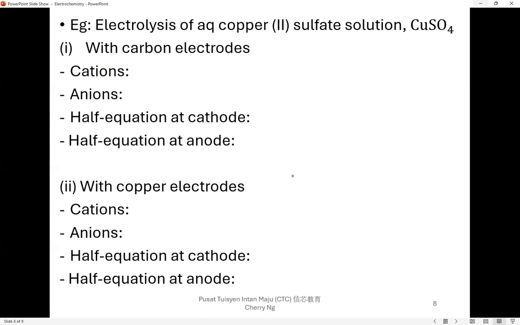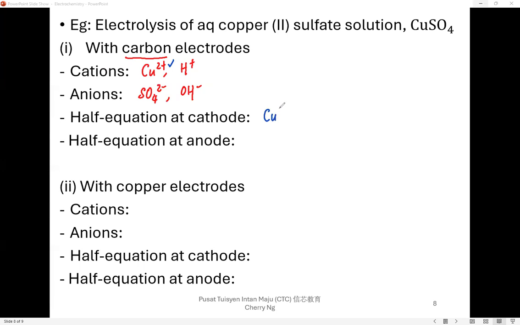So now we look at this example: electrolysis of aqueous copper 2 sulfate solution with carbon electrode. Carbon and platinum are inert electrodes. For the cations, we have copper 2 plus, and also because of H2O, we have H plus. For anions, we have sulfate ions, and because of the solution, we have hydroxide. For cations, always choose the one at the bottom, meaning we have to discharge copper 2 plus.